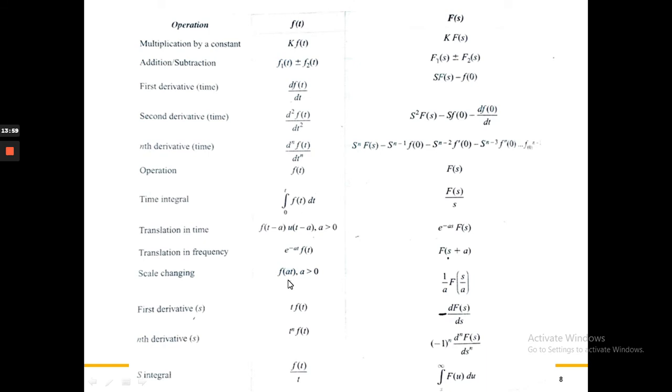Okay. This is time scaling, compression or expansion of the time period, f of at. Then the Laplace transform of that function is F of s by a divided by a. Then the Laplace transform of t into f of t is a differential in the frequency domain. You have to differentiate the Laplace transform of the basic function and multiply by minus 1. Then t raised to n f of t gives the nth derivative of the basic Laplace transform function. Then division of the basic function by t will be integration in the frequency domain.